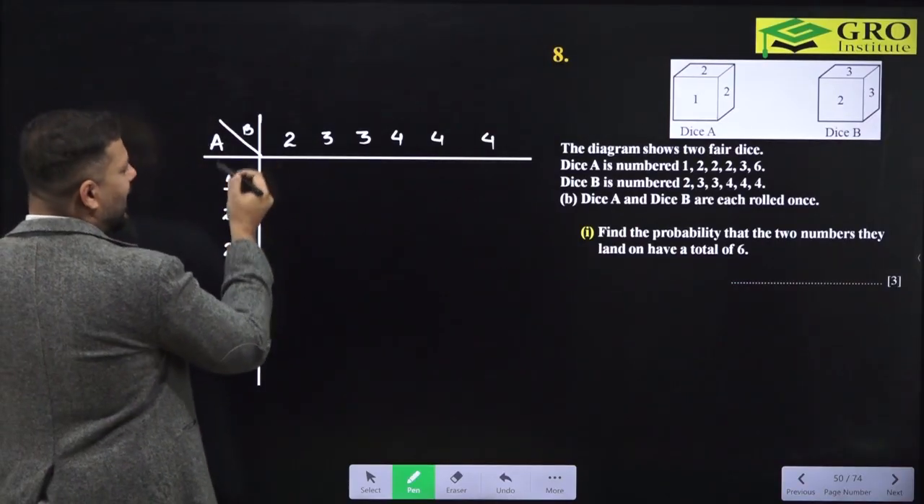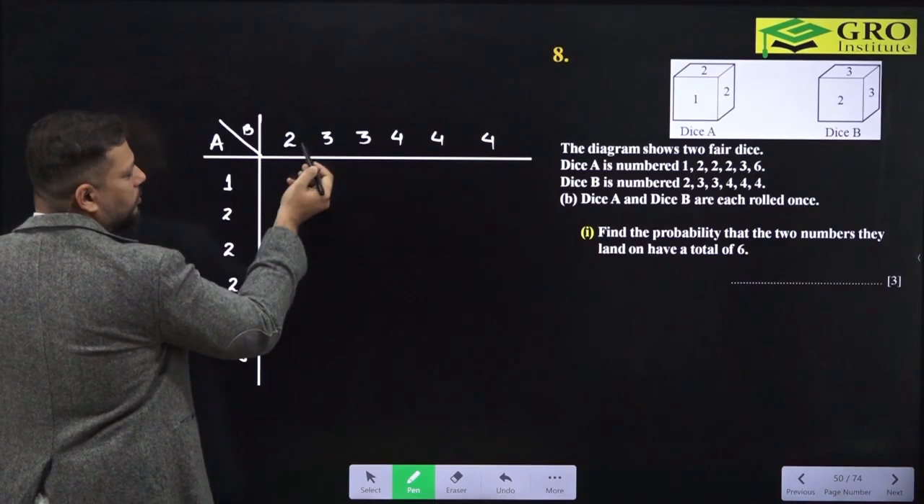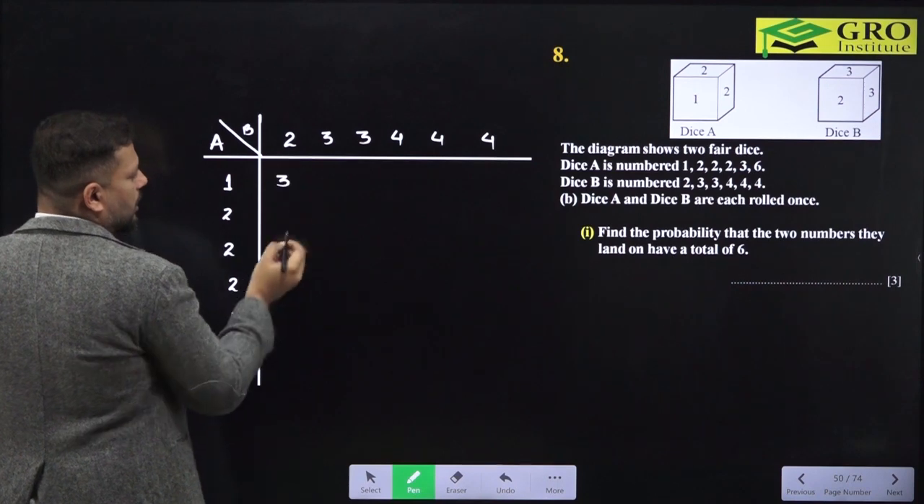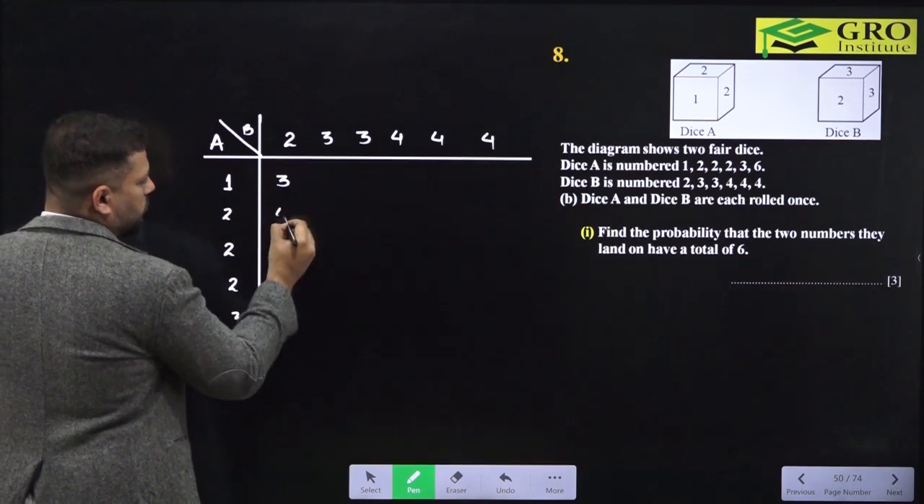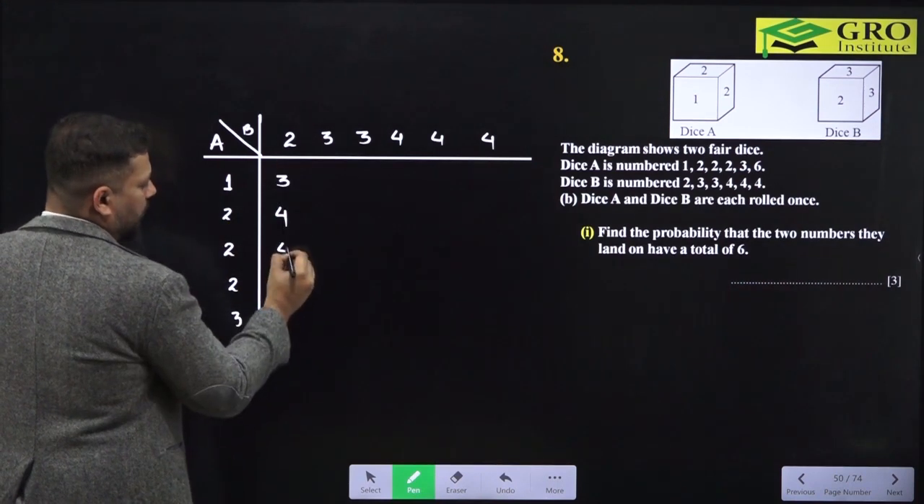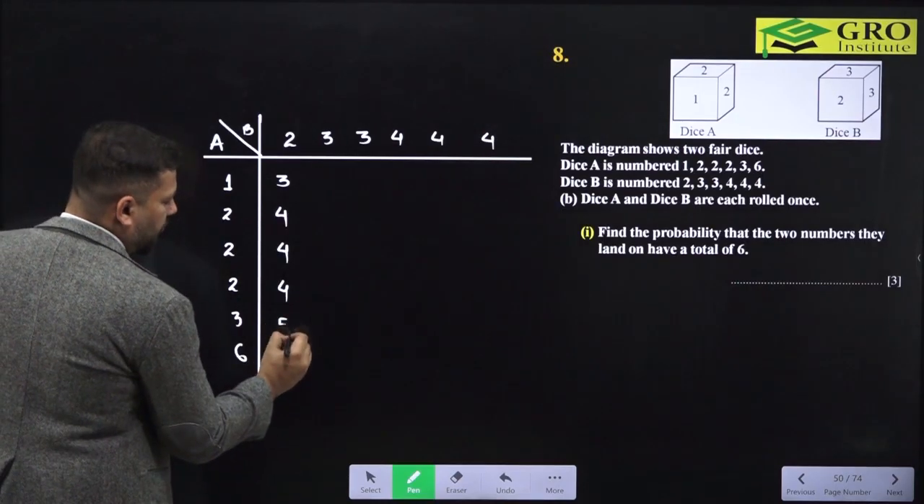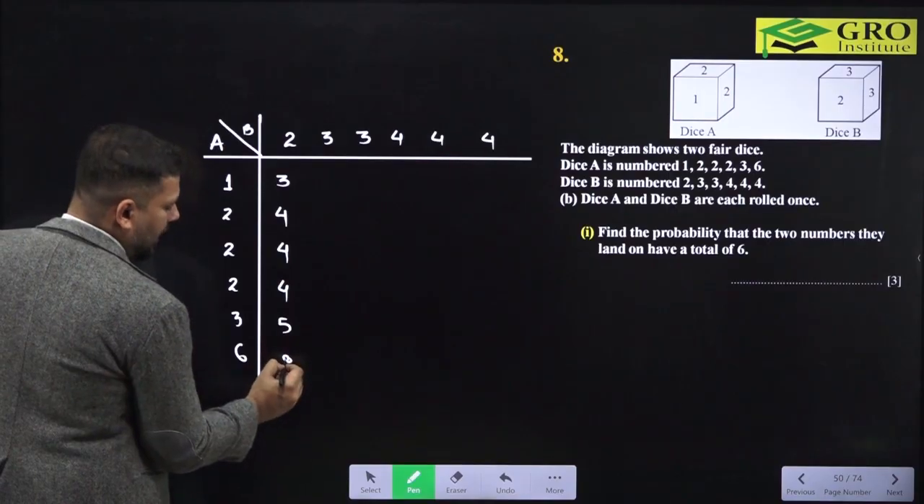If dice A lands on 1 and dice B lands on 2, the sum is going to be 1 plus 2, that is 3. Similarly, 2 plus 2 gives us 4. 2 plus 2 gives again 4. 2 plus 2 is 4 again. 3 plus 2 is 5 and 6 plus 2 is 8.